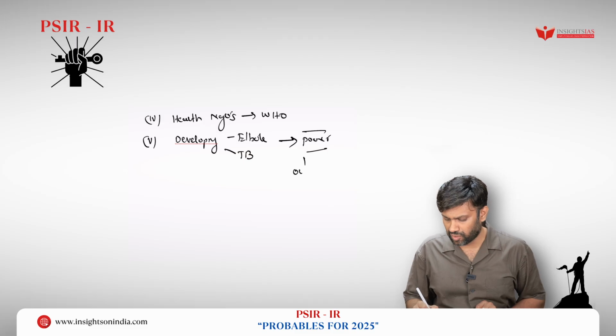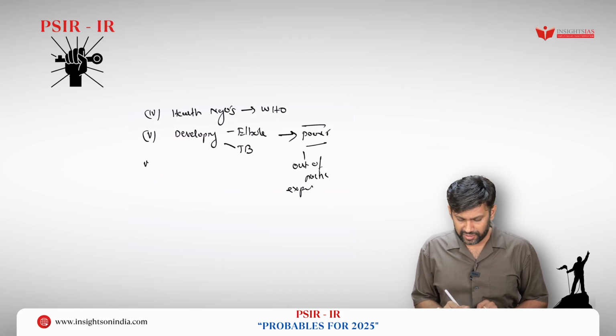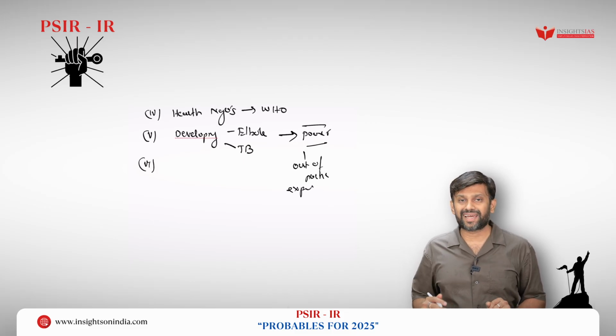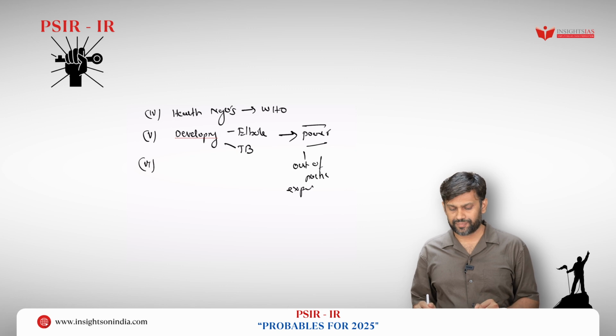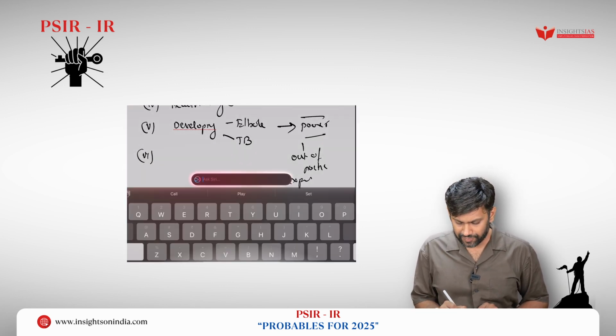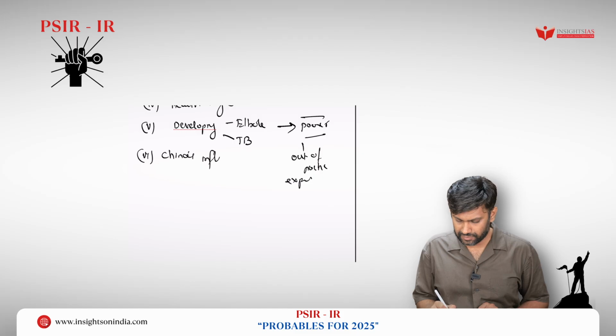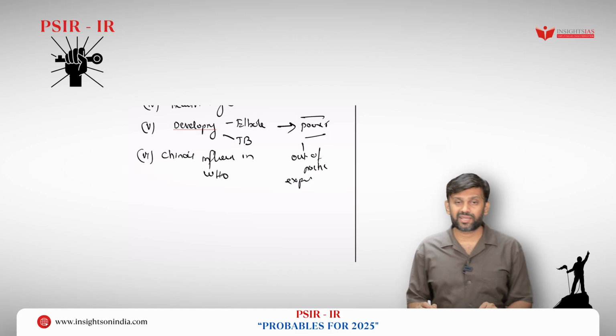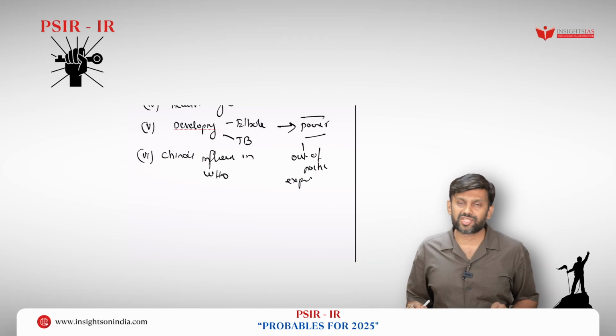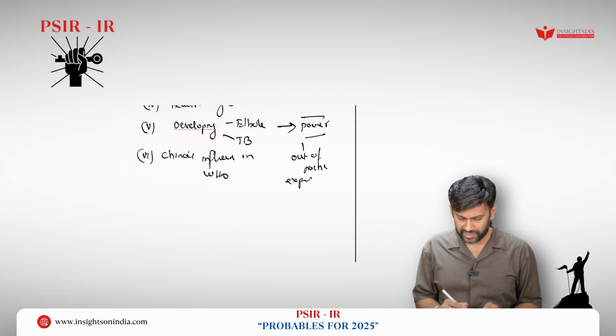This is going to increase their out of pocket expenditure, and this can also lead to many people dying of TB, polio, etc. Then the other implication, this can also increase China's influence in WHO, and this might lead to a lack of transparency in how WHO functions.